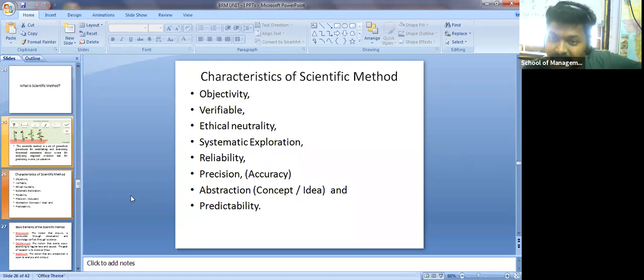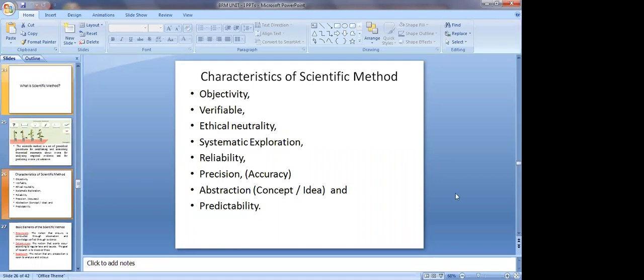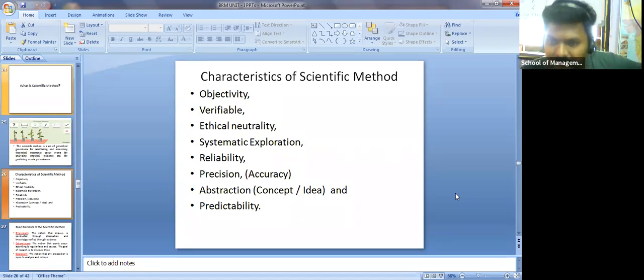Even if they get 90%, they may not accept. That means indirectly they are talking about that 10% failure. So if it is any pharmaceutical industry doing research work, accuracy should be 100% or 99.9999%. Even for that last 0.001% they will try to get 100%. So one more important characteristic in scientific method is accuracy, precision.